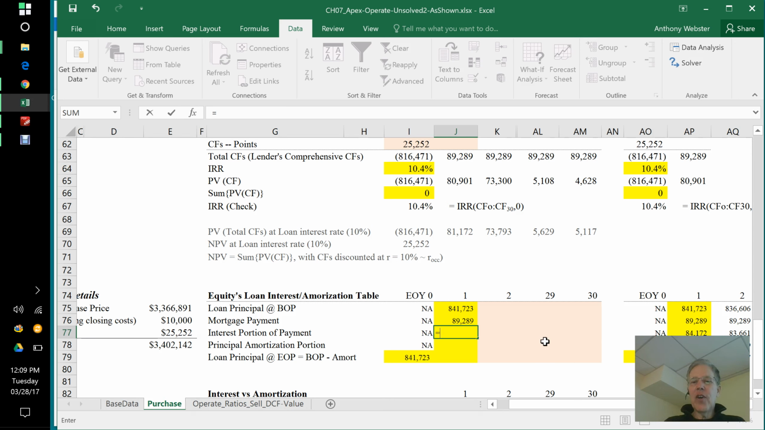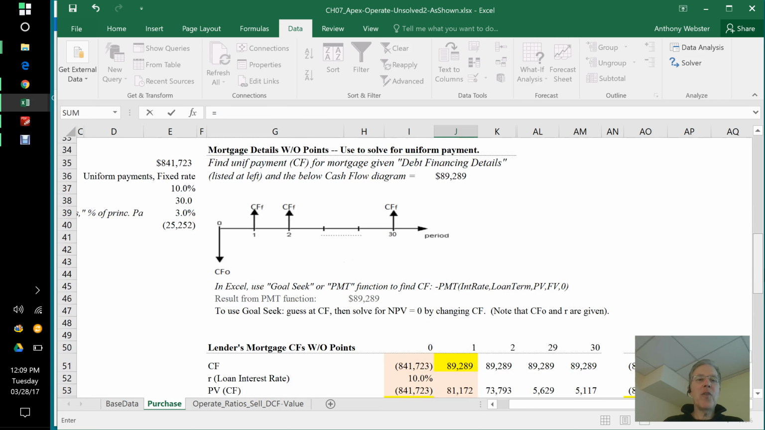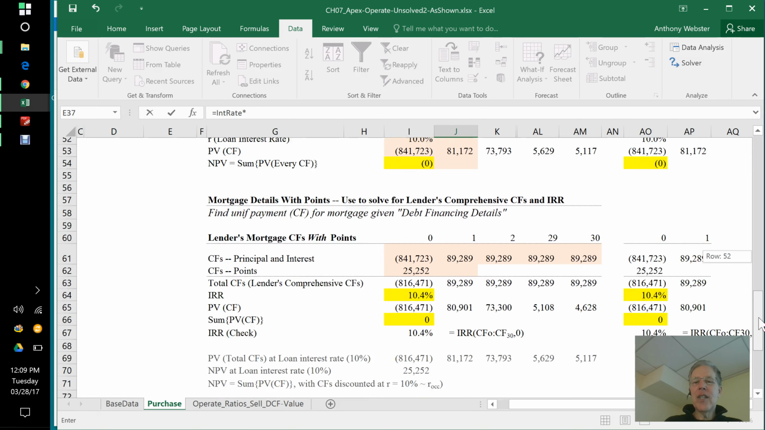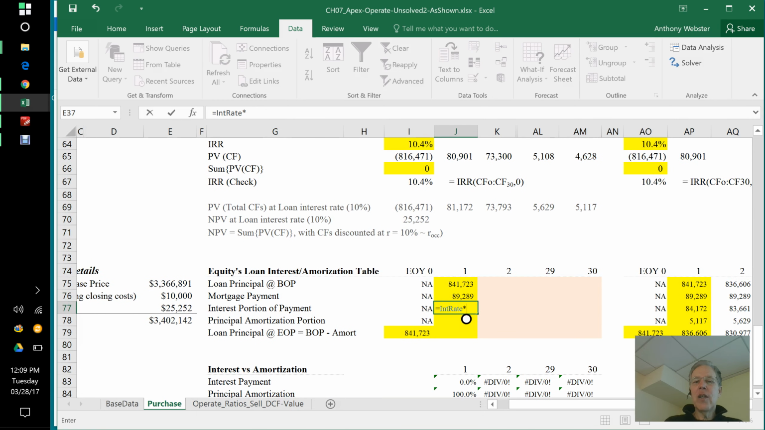All right, so I want to get my interest portion. I'm going to go back up to where the 10% is defined, and I'm going to say times my beginning of period principal balance. And you can see I've been a little sneaky here. I called that interest rate. I just named it, and that'll be fixed and consistent throughout everything.